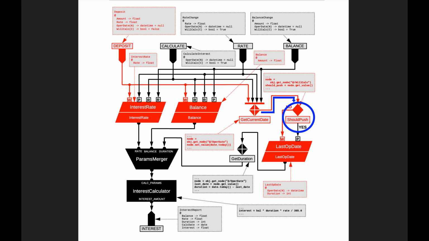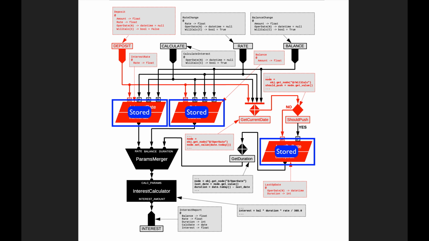Then signal enters tester shouldPush, checking signal value willCalc. This value is false for deposit port, so signal goes to no, entering memlet lastOpdate via letter W, meaning the signal is written to memlet without producing any output. As a result, rate, balance, and deposit date are stored in memlets.